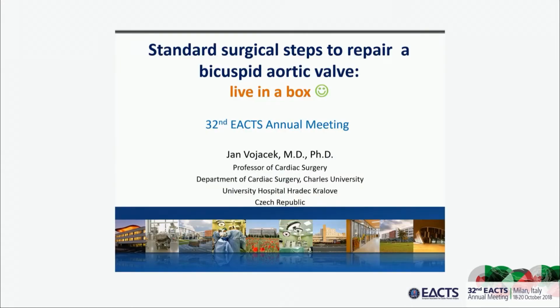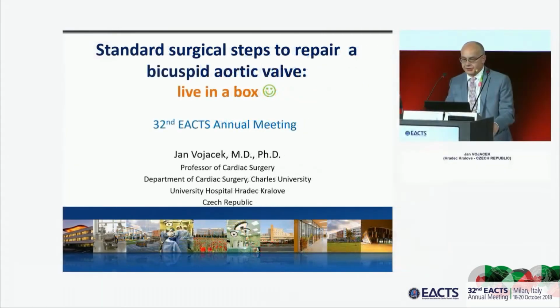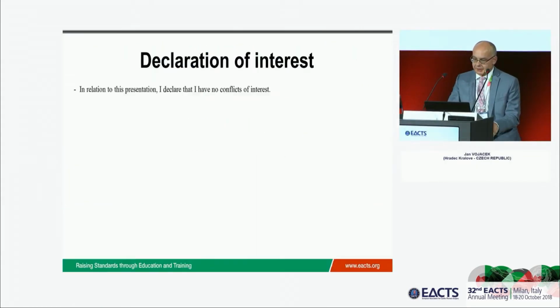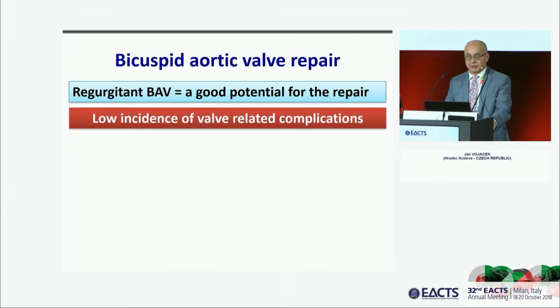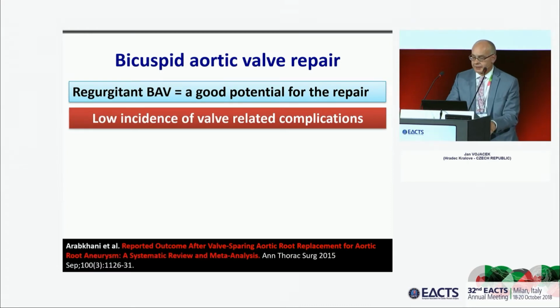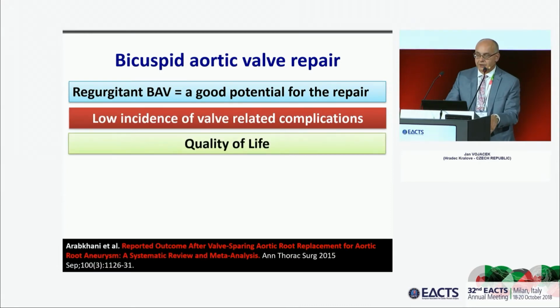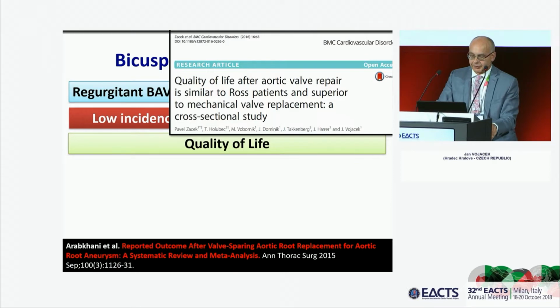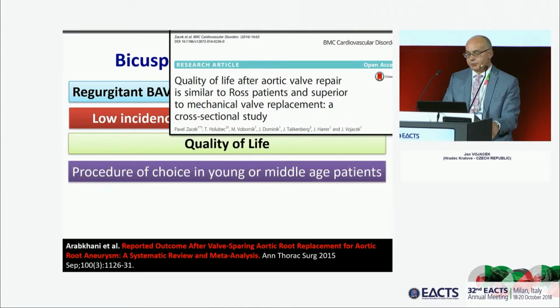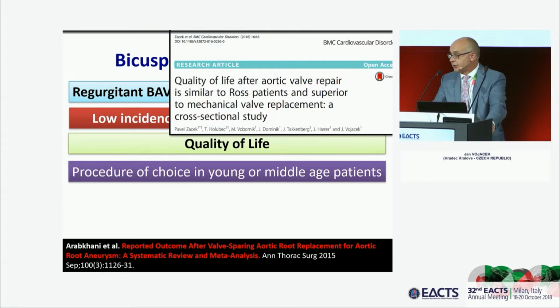Ruggero, Rafa, thank you for the invitation. As you know, a leaking bicuspid valve has a good potential for aortic valve repair. Why? Because there is low incidence of valve-related complications, and we do know it. And there is also better quality of life, as we, for example, proved in this nice paper. So therefore, it should be a procedure of choice for young and middle-aged patients.